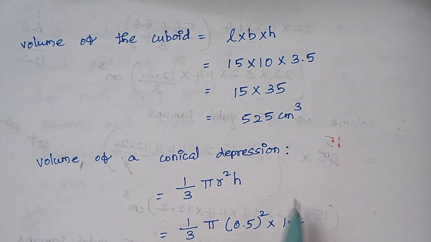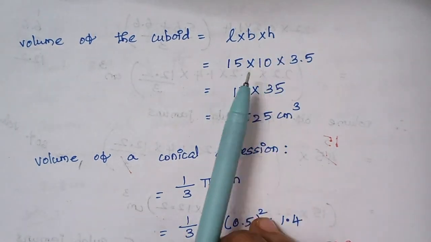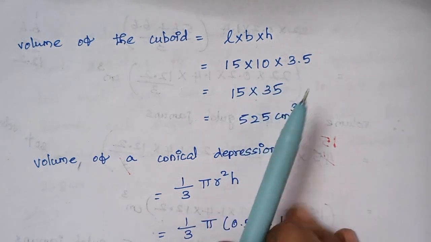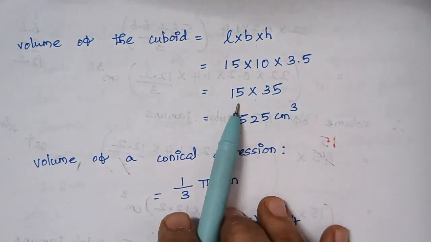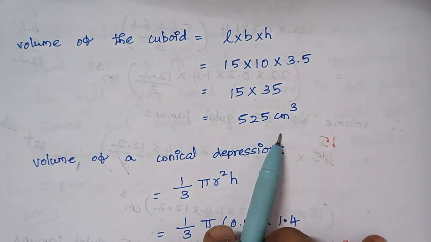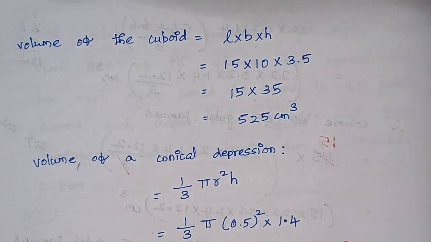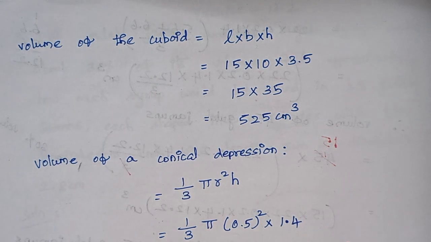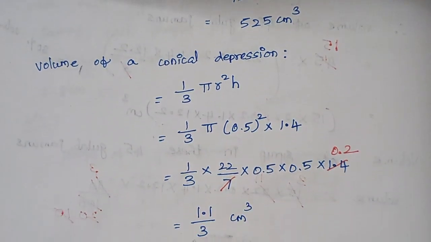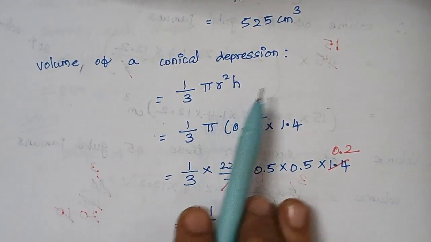Here it is L into B into H. So 15 into 10 into 3.5. 10 into 3.5 becomes 35, and 15 into 35 gives you 525 centimeter cube, because it is volume. Next we are going to find the volume of the conical depression, which is nothing but the volume of the cone. What is the formula for the volume of the cone? It is 1 by 3 pi r square h.